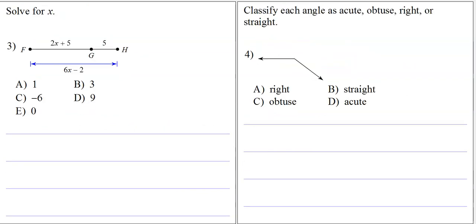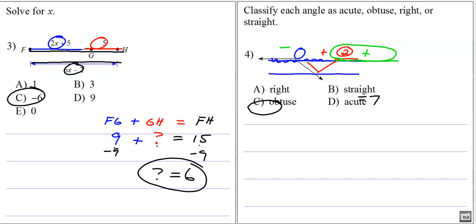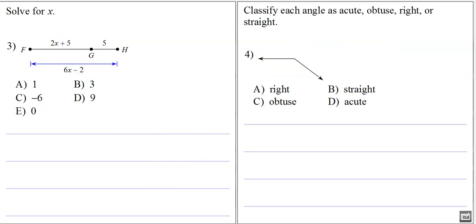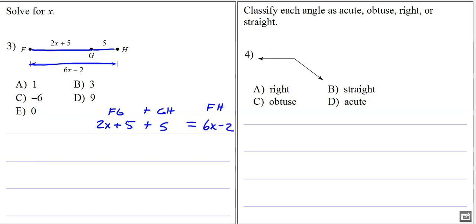All right, let's take a look at 3 and 4. So zipping through these guys. Now we're going into algebra. So same idea. F to G, which is 2x plus 5, added to G to H, which is just 5, equals the grand total from F to H, which is 6x minus 2. Sometimes I call him the big dog.